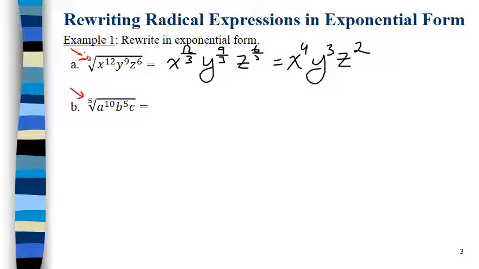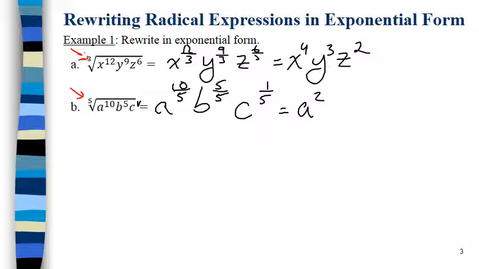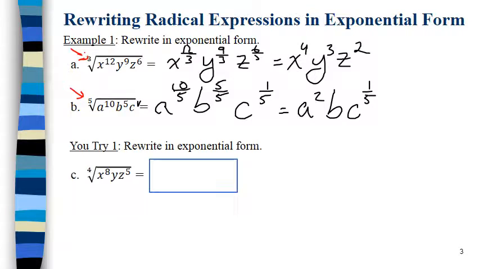Here we have 5 as the index, so that's going to be the denominator in our rational exponents. So we have a to the 10 over 5 times b to the 5 over 5. And since c doesn't have anything, it's assumed that it's a 1, so c to the 1 over 5. And that reduces: 10 divided by 5 is 2, 5 divided by 5 is 1, and 1 divided by 5 is just 1/5. Okay, I want you to try this. Pause the video. Welcome back. Here's your answer, and we're going to move on.